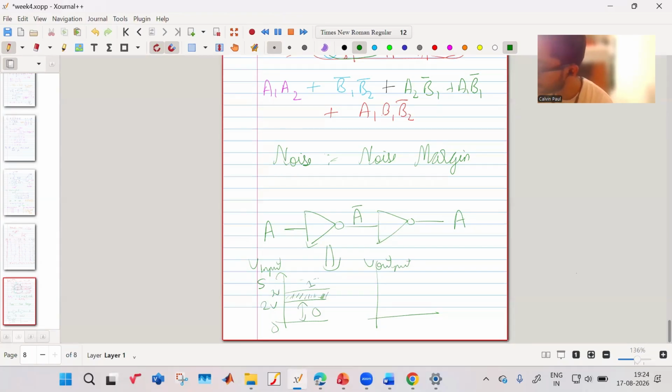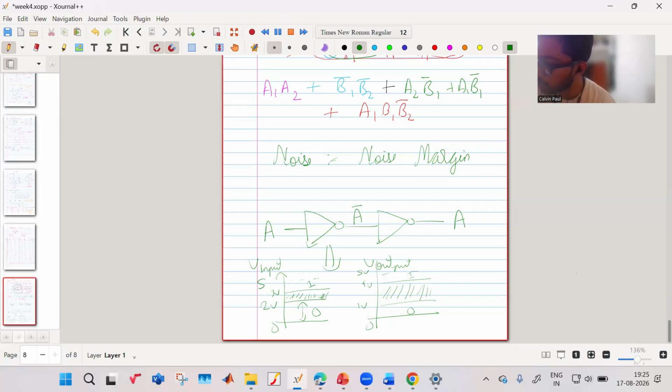Now your output signal, again, is between 0 to 5 volt, but your output could be between 0 to 1 volt and 4 volt to 5 volt. And this is sort of like your gray area, undefined. You don't know what exactly it is, right?